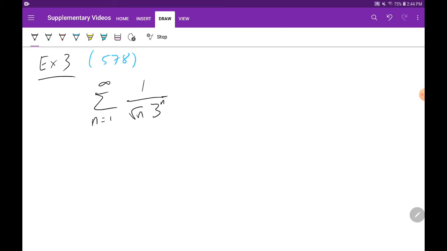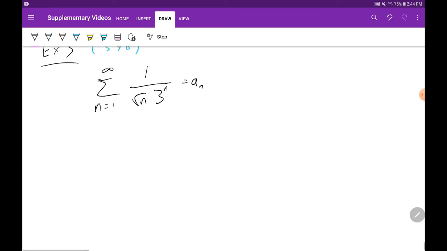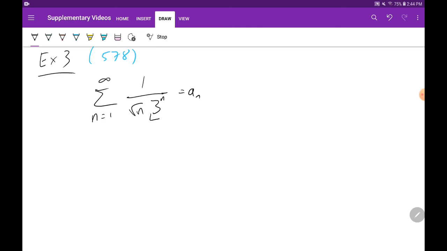So how do we pick, okay, I'm going to call this a sub n. How do we pick a b sub n to compare this to for this one, right? Once again, you look at the growth rates. You look at the growth rates, right? If you look, the one that influences the behavior the most is the 3 to the n, right?